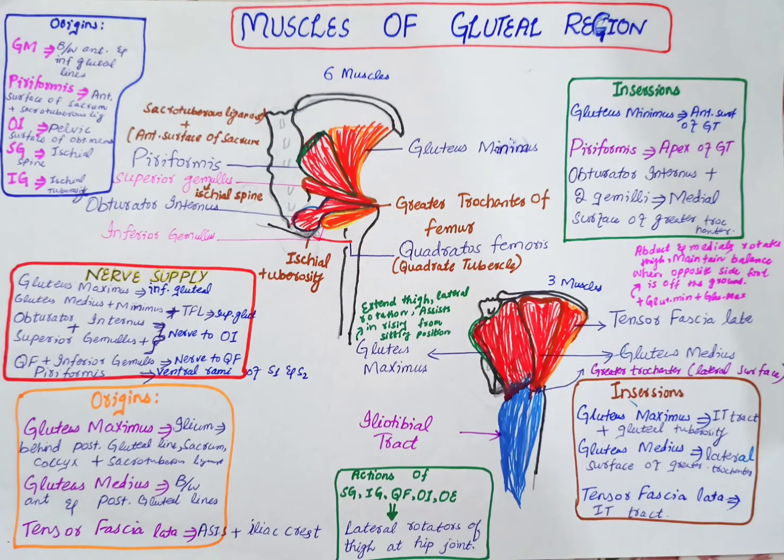In this video, we are going to learn about the origin, insertion, muscle action and nerve supply for the muscles of gluteal region. There are total 10 muscles considered in the gluteal region, but if we consider the obturator externus to be the muscle of the medial compartment, then we can say that there are 9 muscles in the gluteal region.